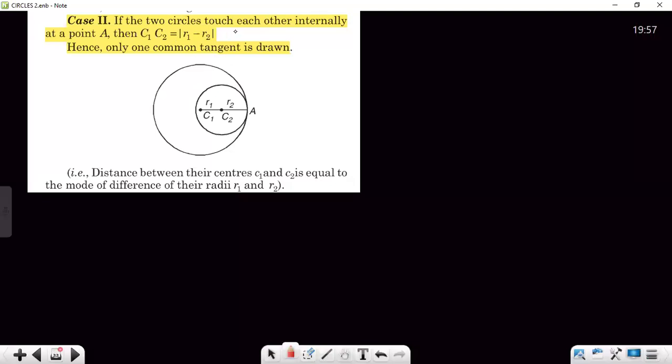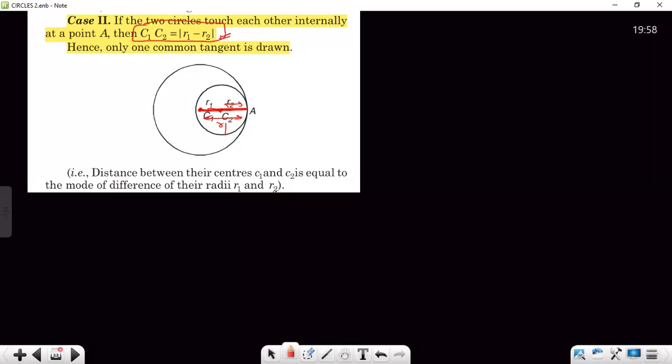Next case comes when two circles are touching each other internally at a single point. So this time the condition is that C1C2 is basically R1 minus R2. If this is the radius R2 and the radius of the bigger circle is R1, this whole is R1 and this is R2. So the distance between those two centers is simply R1 minus R2. Okay, this point is clear.